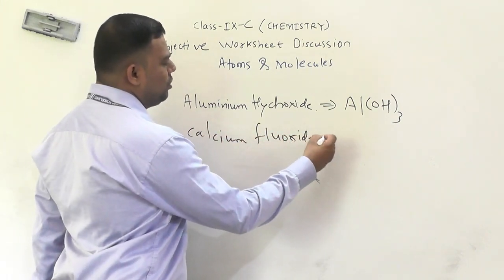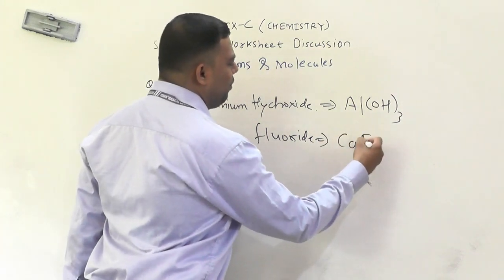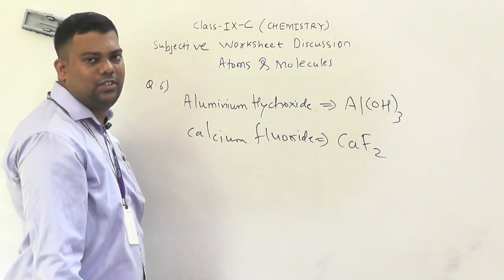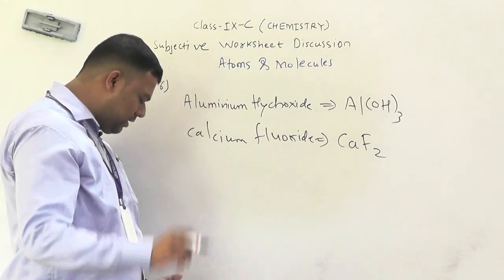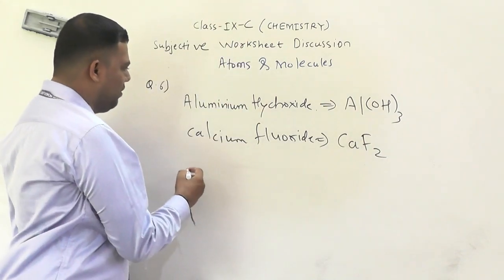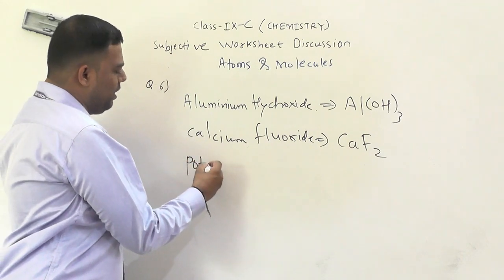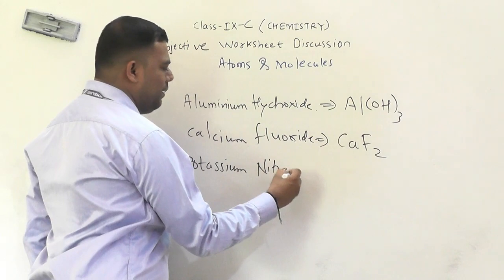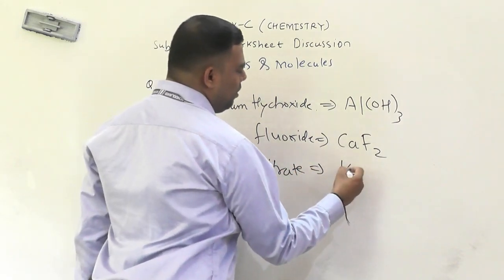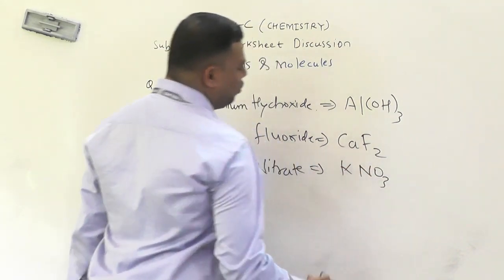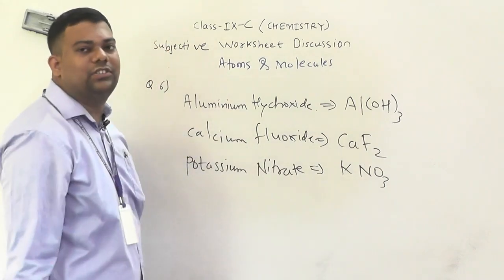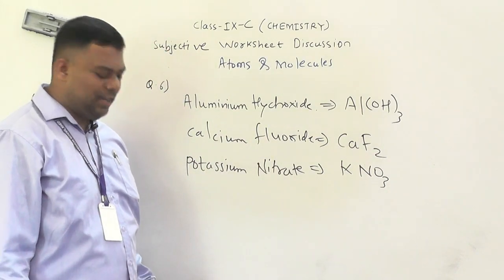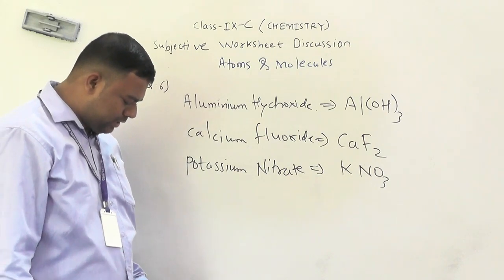So say here calcium fluoride, CaF2. Why these two? Because Ca always has plus 2 charge. Okay. And our last, potassium nitrate. That is what? KNO3. So here K plus and NO3 minus. So nitrate ion we call. Okay. K plus and NO3 minus.